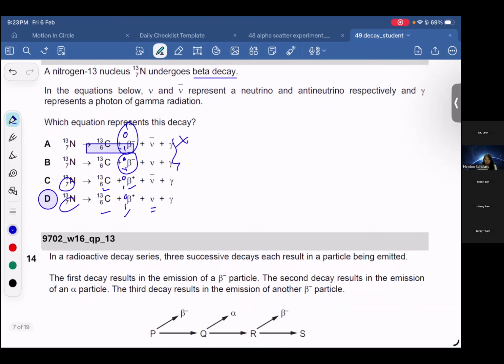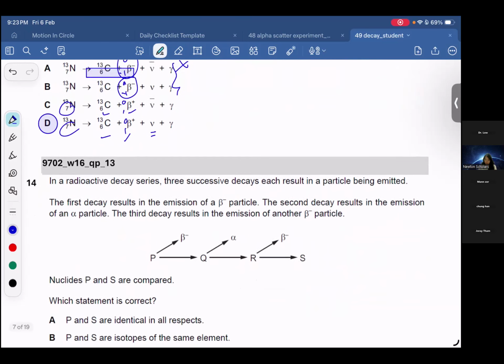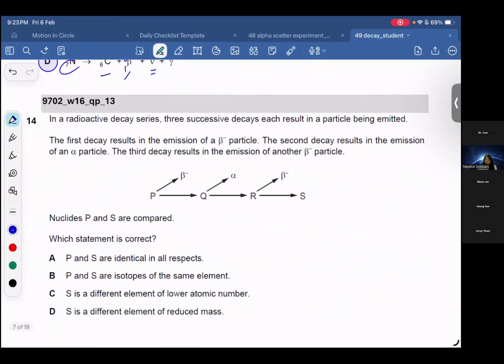Okay, question number 14. In a series of decays, they will decay. Can you find out which statement is correct?